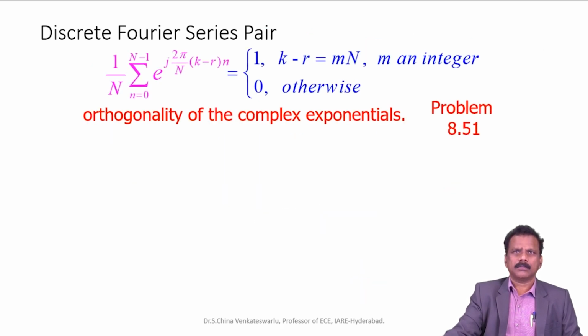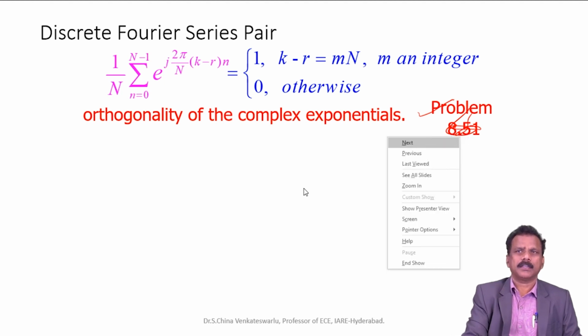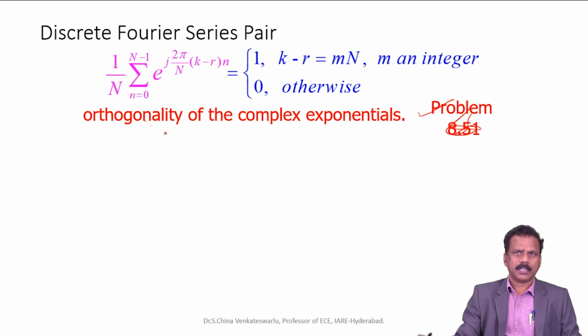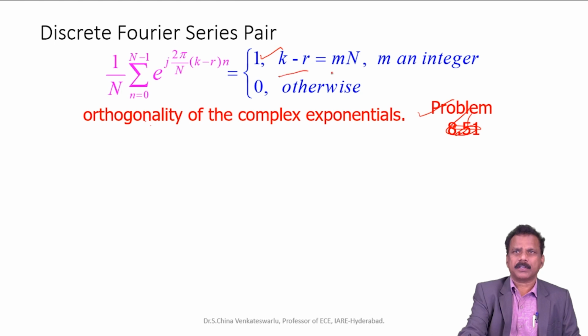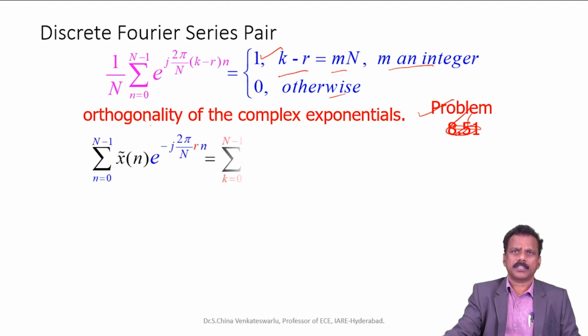Now, the discrete Fourier series pair using this 1 by N with reference to this. Okay, you will see this particular problem. Here 1 by N, the summation small n equal to 0 to capital N minus 1 of e power j 2 pi by N of (k minus r) into n is equal to 1 if k minus r is equal to mN, m an integer, and 0 otherwise. Okay, this is the orthogonality of the complex exponentials. From the problem point of view, you can verify that problem.